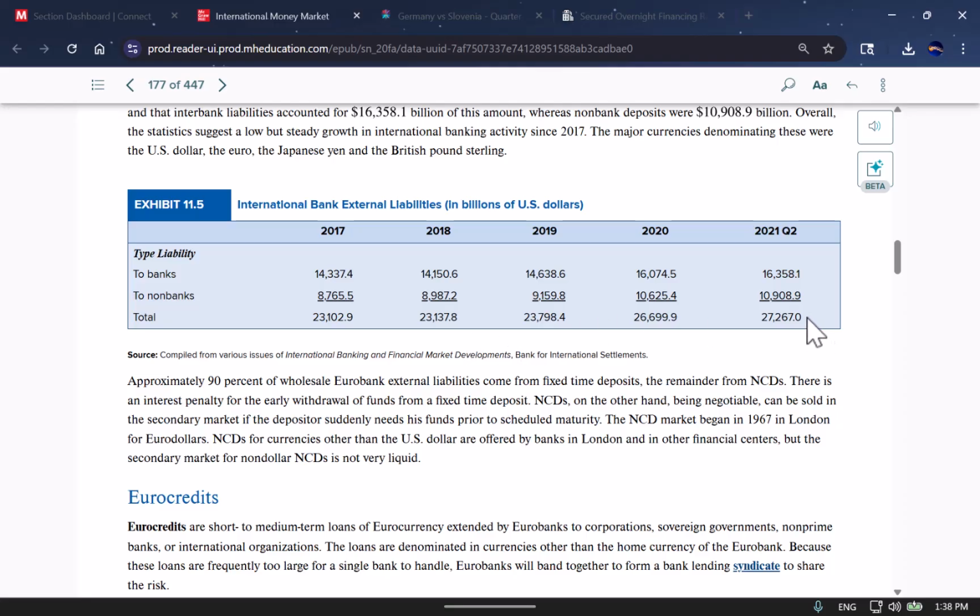But this market is rather big. If you look at the external liabilities of international banks, as of 2021, we're talking about $27 trillion. That's bigger than the GDP of Japan, I think. Maybe close to the GDP of the US as well. And about 60% of that is liabilities of banks to each other.